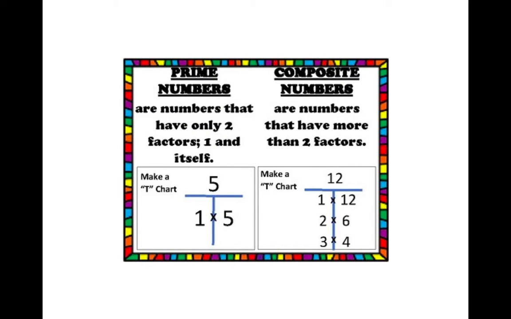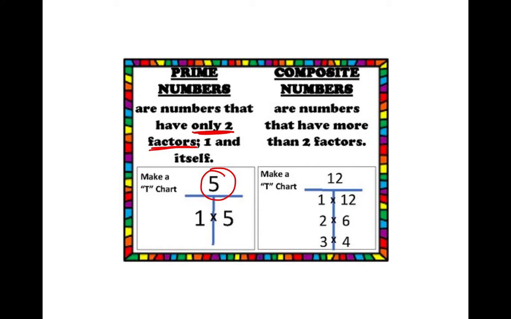Prime numbers are numbers that have only two factors. The only way to make a prime number is by multiplying it by 1 and itself. So for example, the number 5. If we list the factors of the number 5, the only way to make 5 is 1 times 5. There are no other two numbers that we can multiply to get a product of 5. So that makes 5 a prime number.